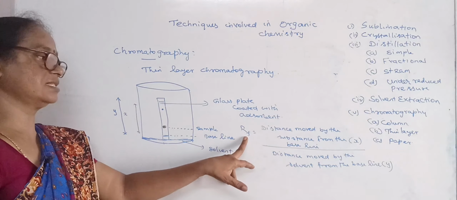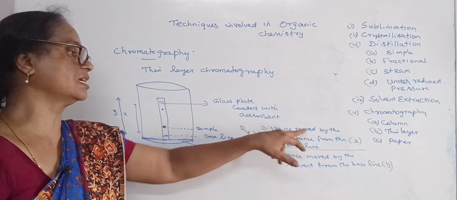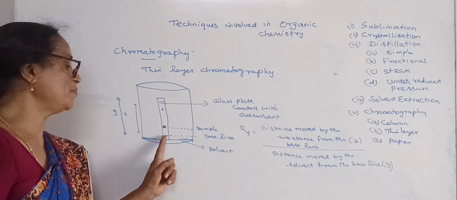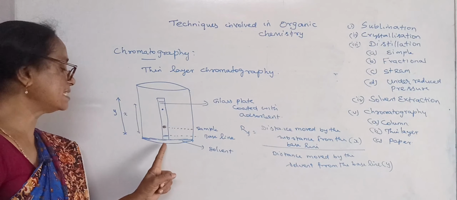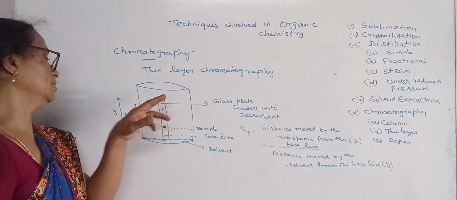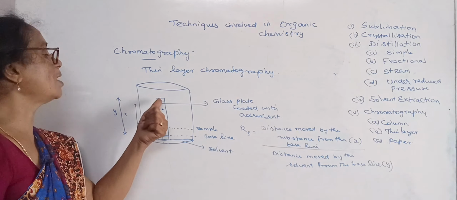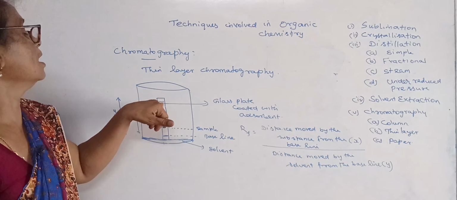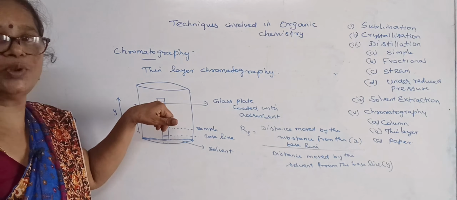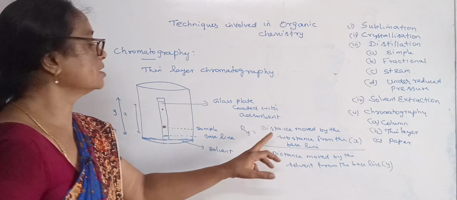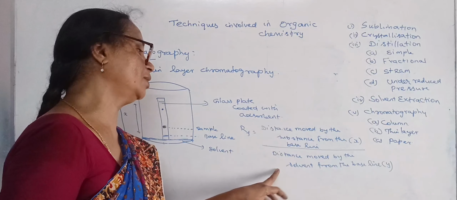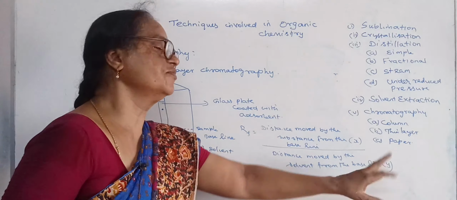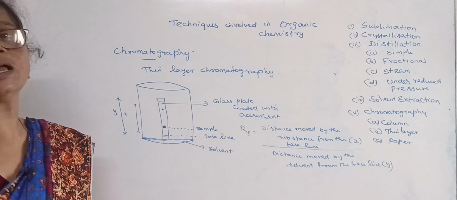Retention factor is nothing but the ratio of the distance moved by the substance from the baseline, which is taken as X, and the distance moved by the solvent, which is taken as Y. This is the line up to which the solvent has moved on the plate. So we can write: distance moved by the substance from the baseline divided by distance moved by the solvent from the baseline, that is given by RF.